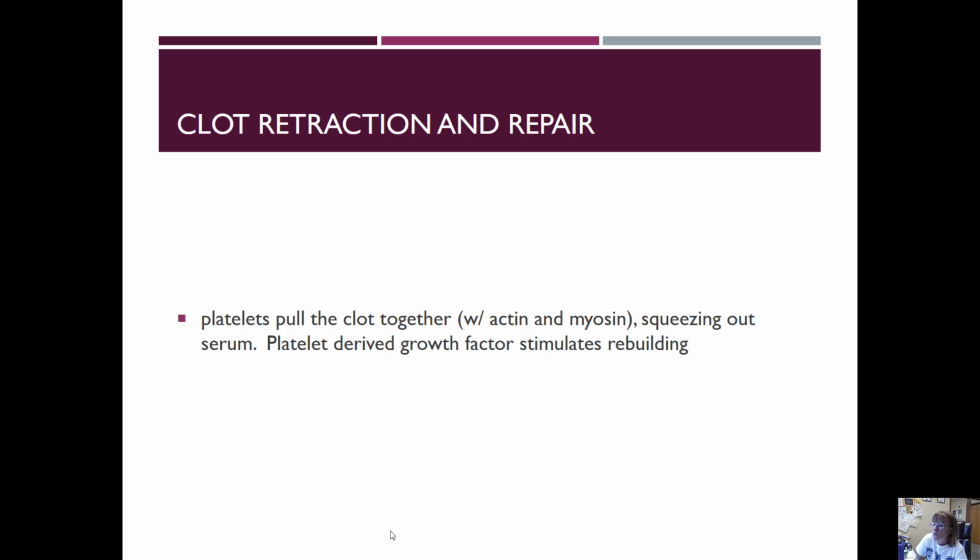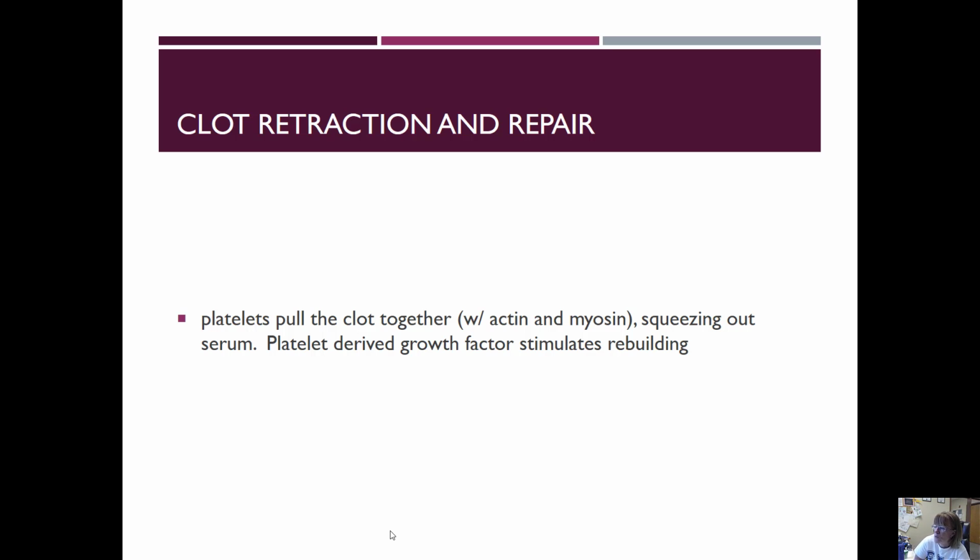Okay, so once we have the clot, then we need to get rid of it. So we need clot retraction and repair, and then fibrinolysis to take place. So platelets contain actin and myosin, and so they are able to pull the clot together, reduce the size of the clot, squeezing out the serum.